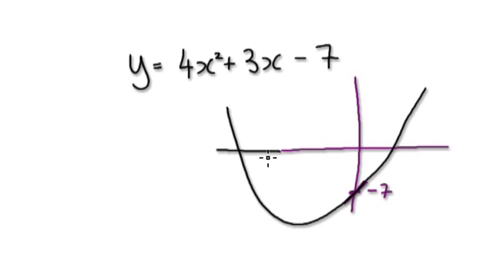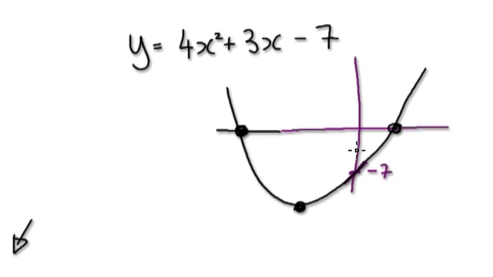Okay. So I want you to be able to find this point, and this point. So press pause and have a go. Okay, so to do this, we don't want the coefficient of x squared to be anything other than 1. So let's factor out the 4.